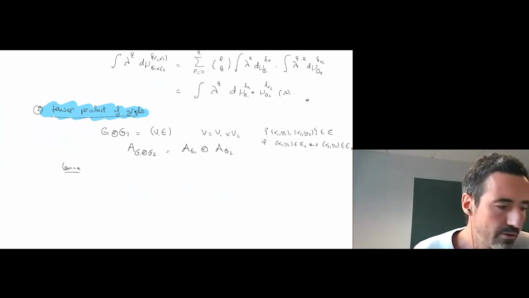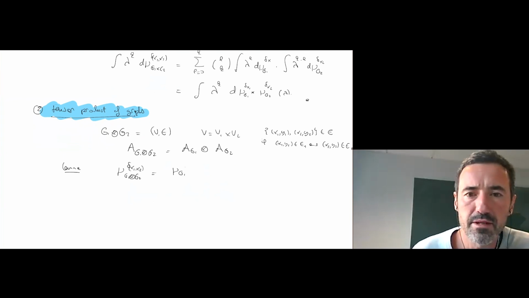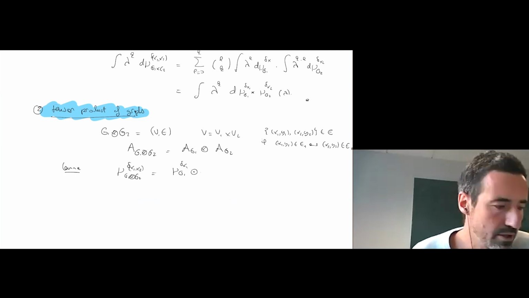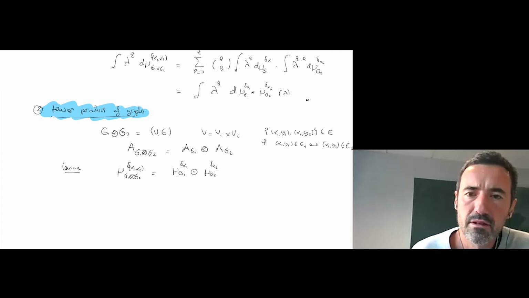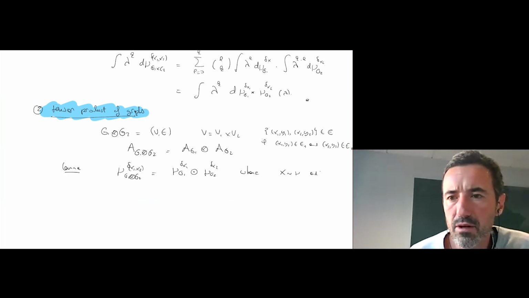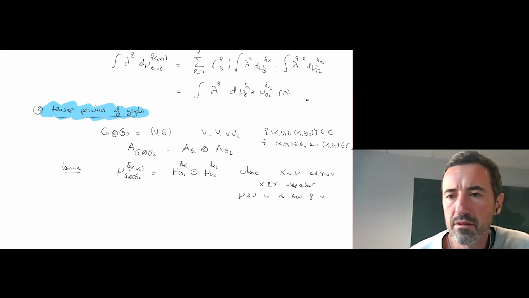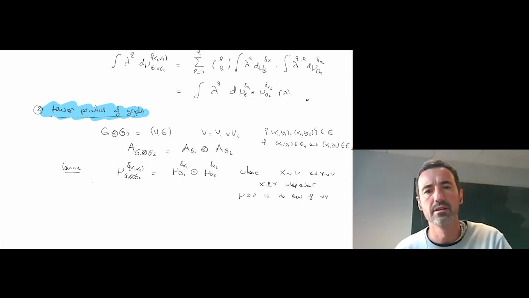I will make this comment after. You have a lemma that if you do the tensor product of two graphs and look at the spectral measure, this is simply the multiplicative convolution, which I will denote like that, where if x has law mu and y has law mu, and x and y are independent, mu dot mu is the law of the product. Okay, so this is the same proof.